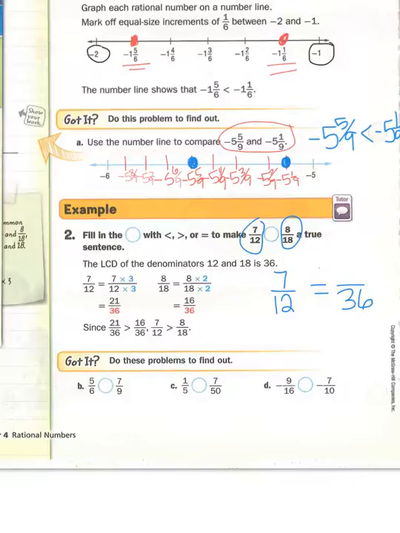And they kind of show you the work here. They have it typed out. But basically, we're saying, well, what number do we multiply 12 by to get to 36? Of course, that would be 3. Whatever we do to the denominator, we do to the numerator. 7 times 3 is 21.